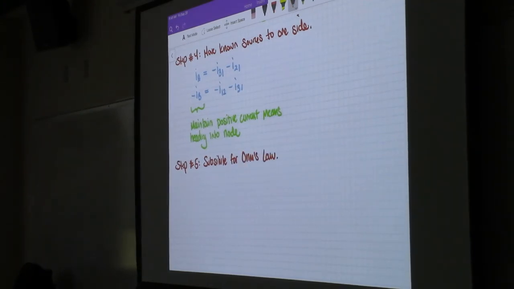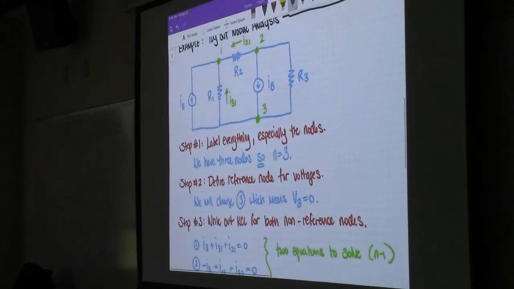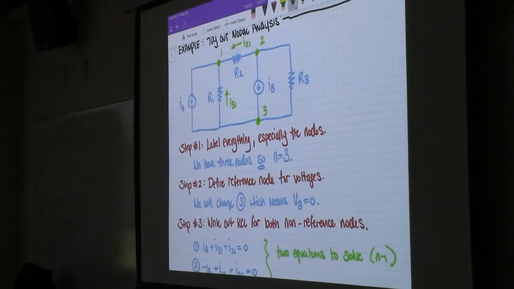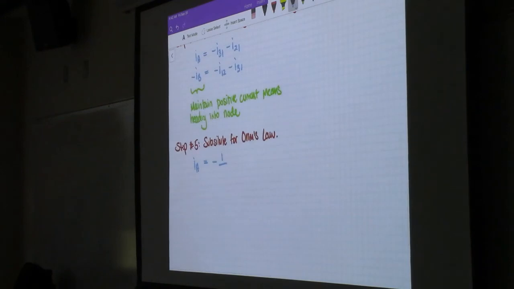Okay, now let's substitute for Ohm's law. We have IA equals minus 1 over. So for R3, 1, it'll be... does everybody see why that is?